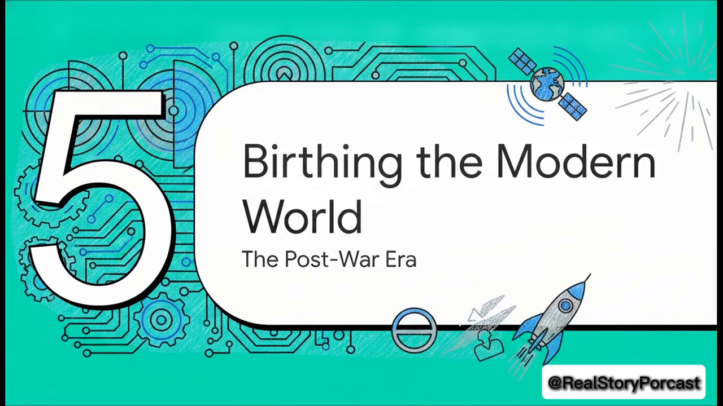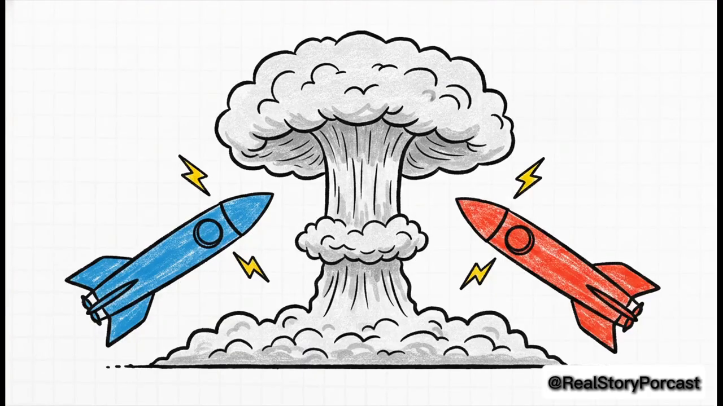Which brings us to our final act, Section 5, Birthing the Modern World. As the physical fighting stopped, the technologies forged to win the war immediately laid the foundation for the geopolitical struggles of the late 20th century. The atomic bombs dropped on Hiroshima and Nagasaki ended the fighting in the Pacific, sure, but their existence instantly ignited a global arms race. The creation of nuclear weapons permanently changed human existence.